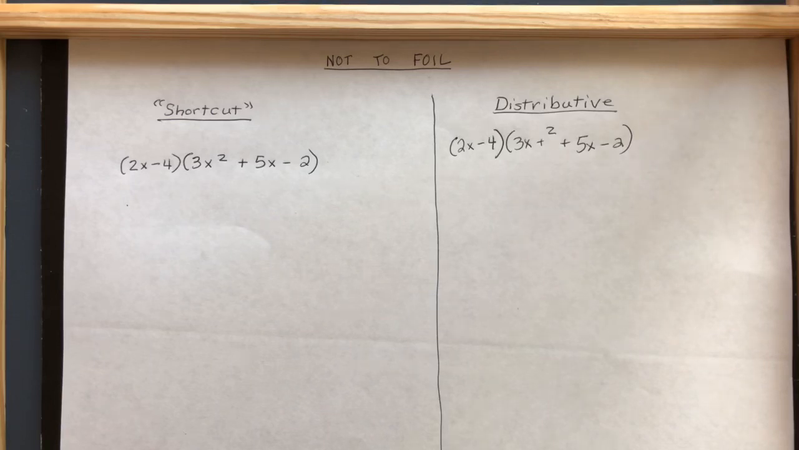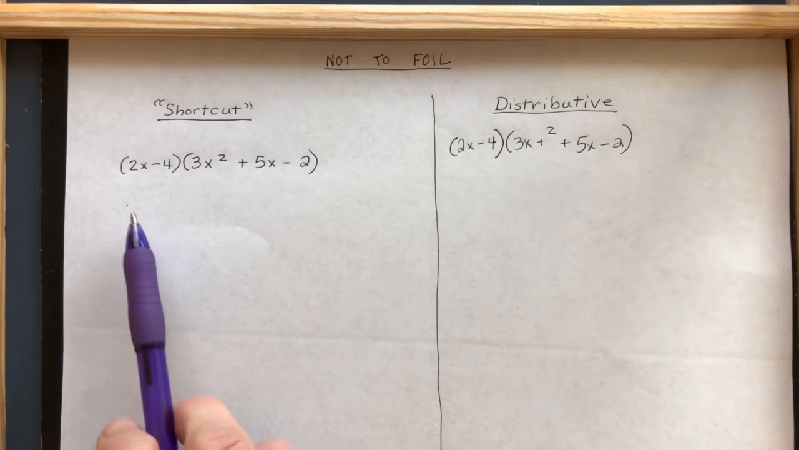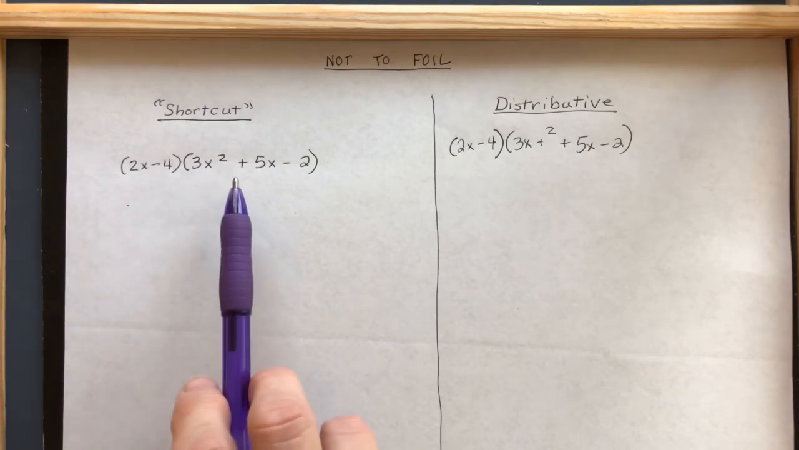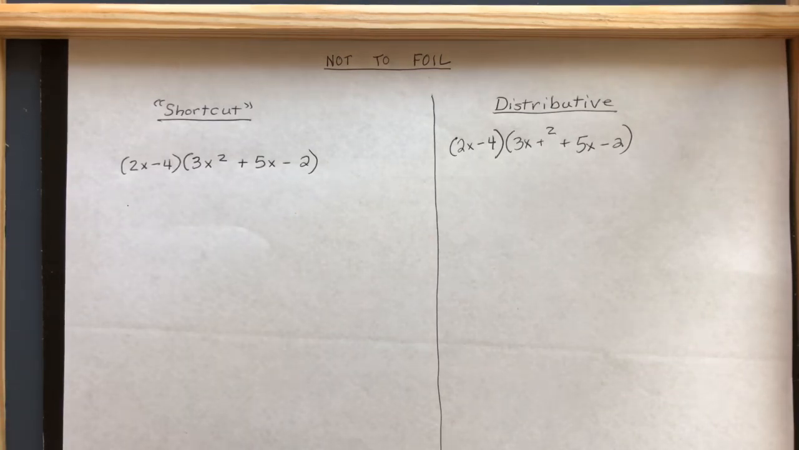To FOIL or not to FOIL, that is the question, and the answer is not to FOIL. Let's look at the shortcut method. If you were trying to use FOIL, you wouldn't know what to do on this problem because that only works for two binomials, but I need a binomial times a trinomial. So let me show you the way you really ought to think about it instead of thinking FOIL.